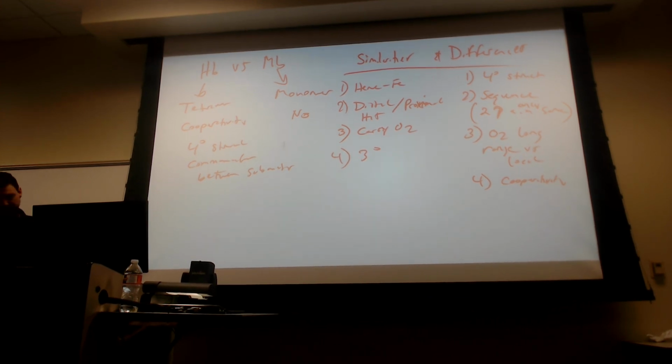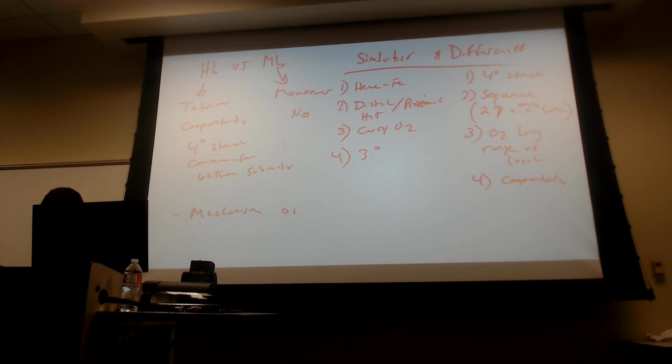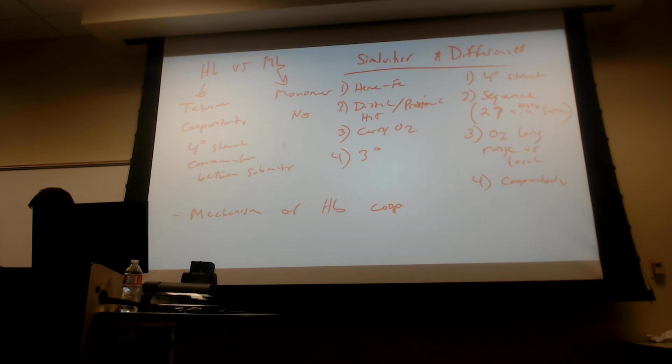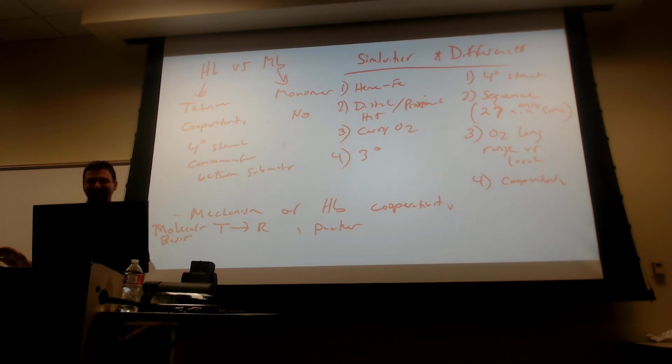The other thing you need to know is the mechanism of hemoglobin cooperativity: T to R, with the heme pucker and the histidine being pulled in. That's the molecular basis, which is what the whole class is about. It's all coming back, right? You don't even need to study.